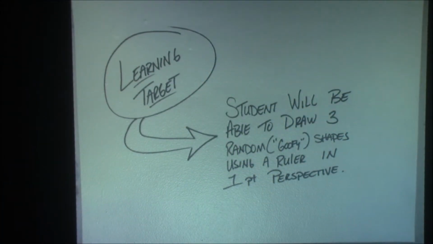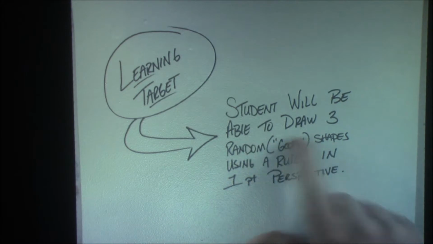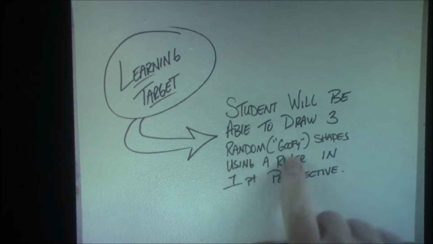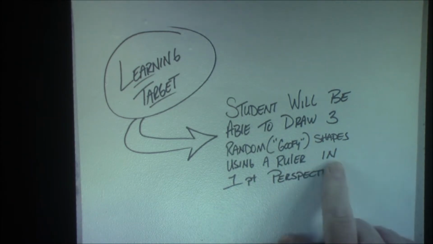Okay, so here we go. If you look at our learning target for the day, it says students will be able to draw 3 random, and in parentheses I put here goofy, shapes using a ruler in 1-point perspective. So what's that going to look like? Well, let's show you. First off, let's gather our supplies.